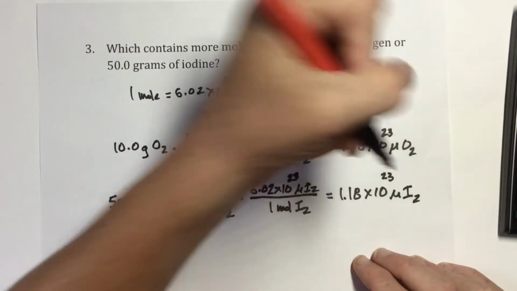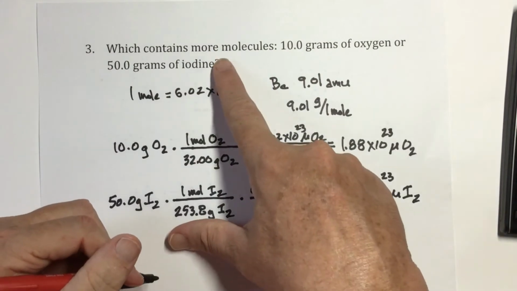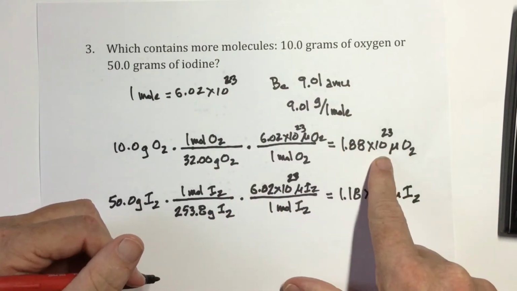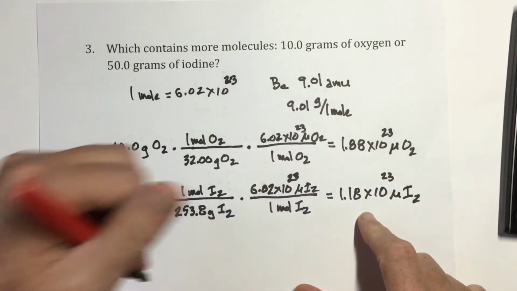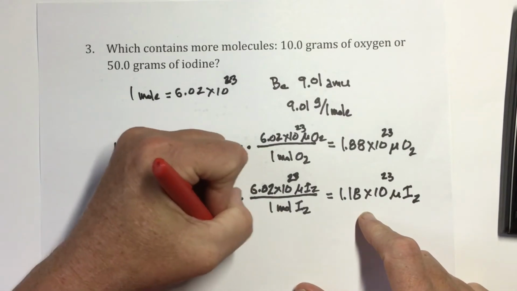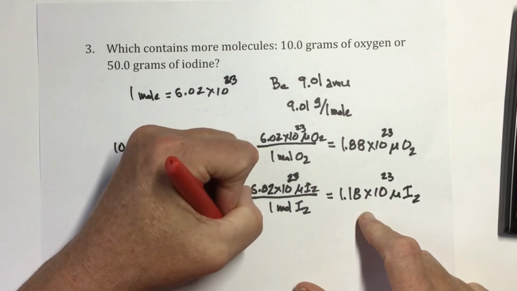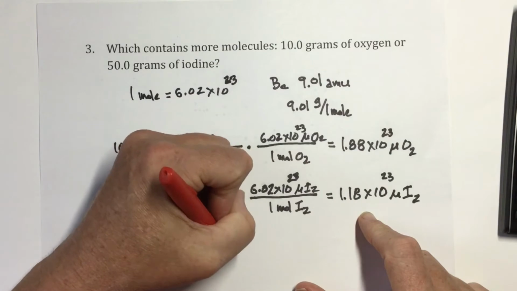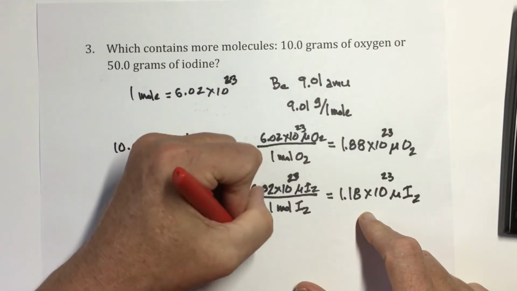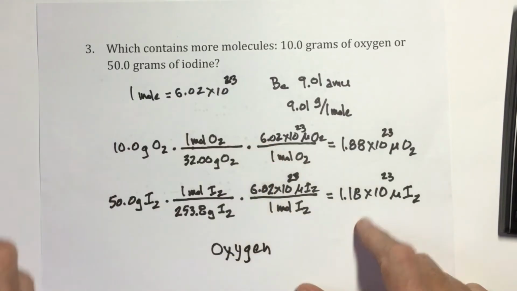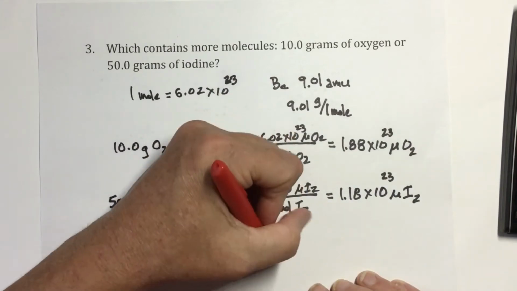molecules of iodine. So, which contains more molecules, 10 grams of oxygen or 10 grams of iodine? The answer is, oops, I almost misspelled it. Oxygen. Ta-da!